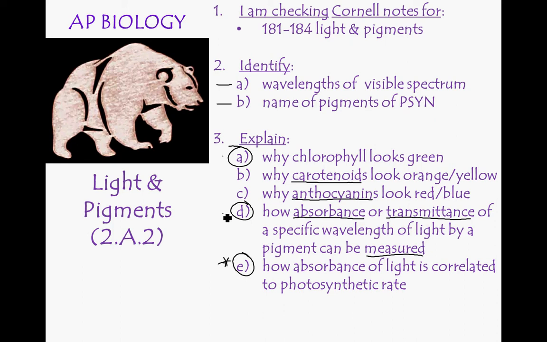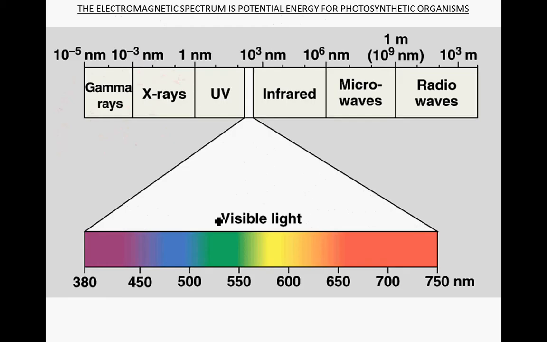So the visible light spectrum is part of the electromagnetic spectrum, and it's this narrow band right here you see of visible light. And so light has properties of a wave as well as a particle. And the part of the electromagnetic spectrum that we can see is referred to as the visible light.